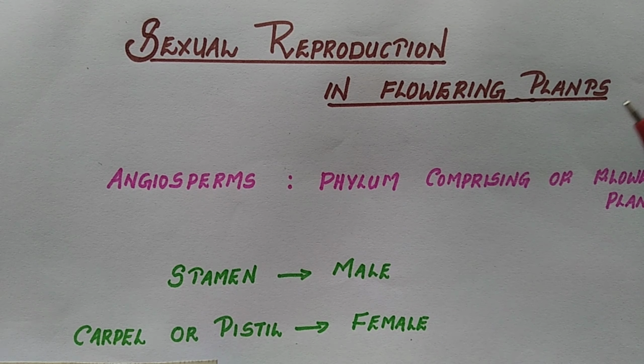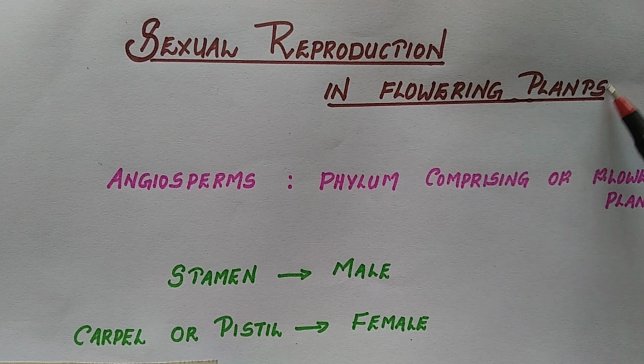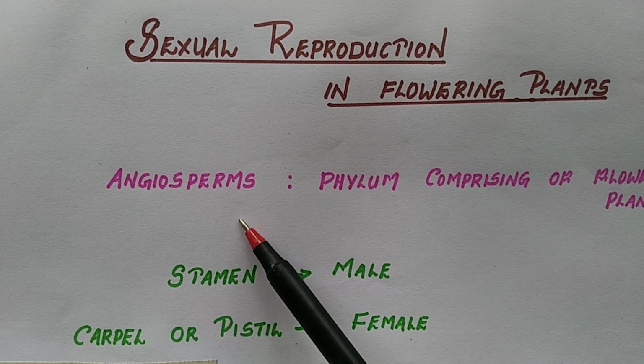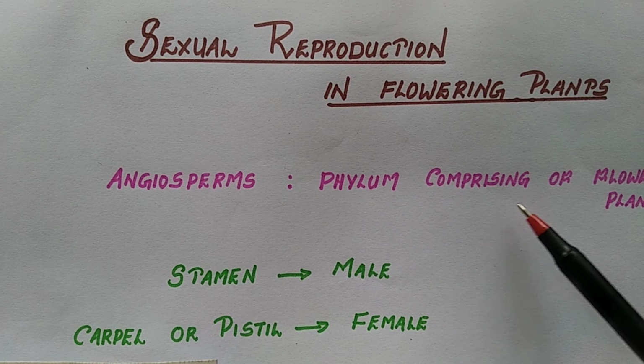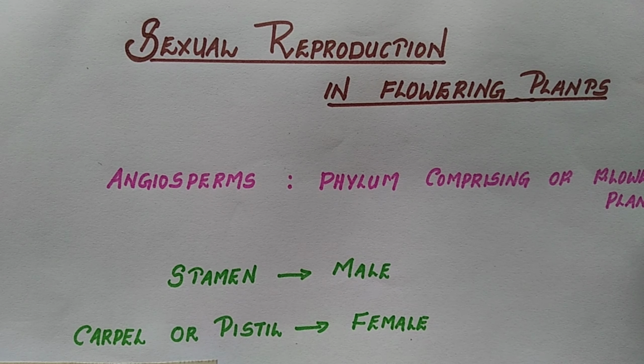My dear students, our next topic is sexual reproduction in flowering plants. Now, all the flowering plants are included under the phylum Angiosperms. So, Angiosperms is the phylum comprising all varieties of flowering plants. The sexual reproduction in plants involves the following steps. Let us go through the steps one by one.